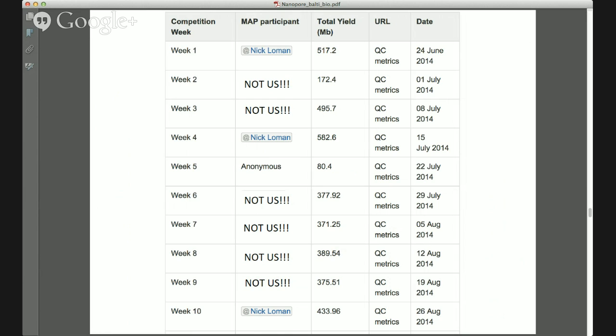And you can see that our group, and it's my name there, but it's really Josh Quick and Simon Callis, who have been responsible for running the instrument. Our group has been responsible for 3 of the winning weeks, and actually also the highest throughput record for a mapper in week 4.